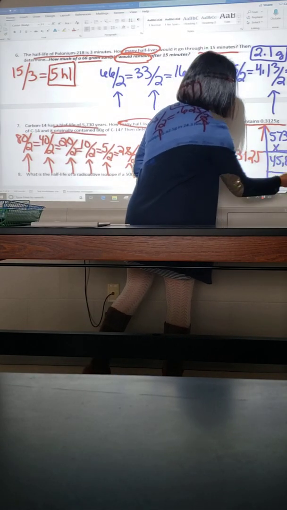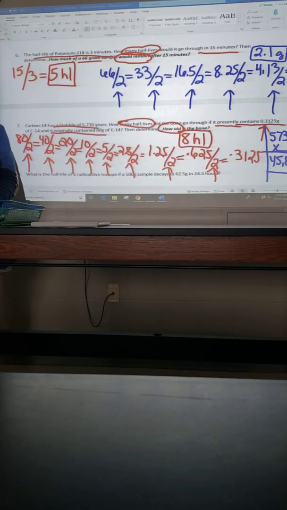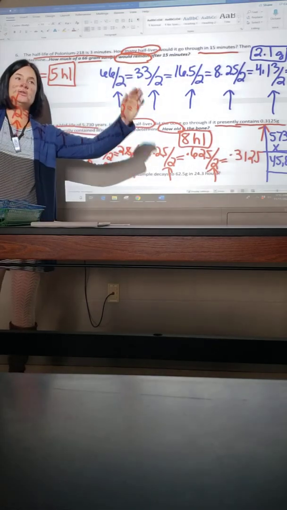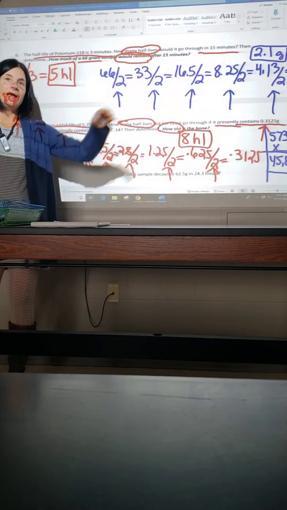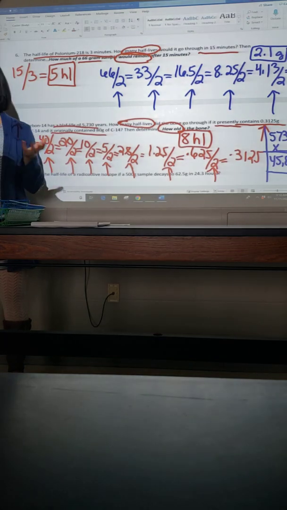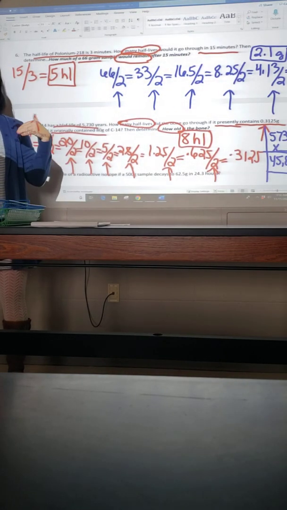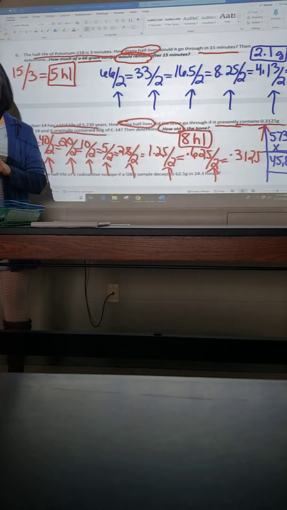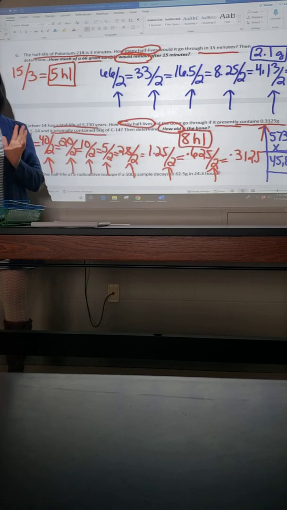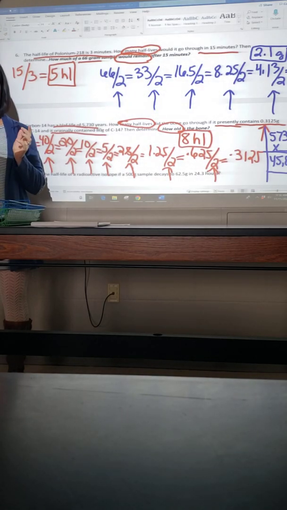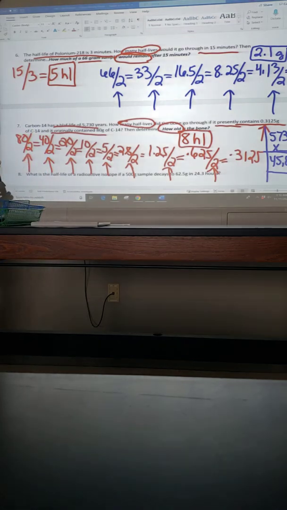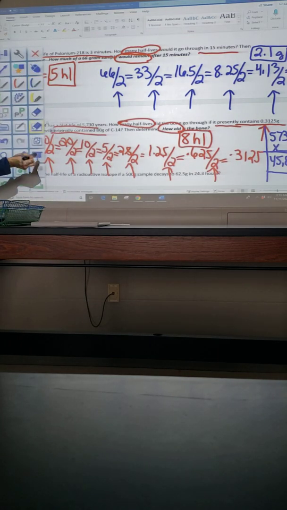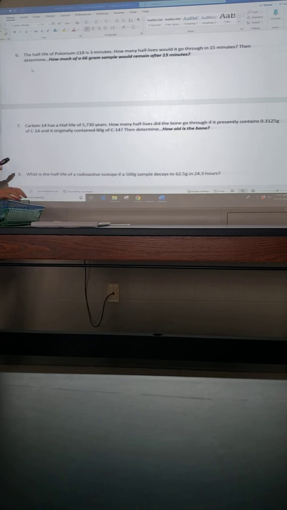And I'm kind of out of room. So you go from your original, divide by 2, by 2, by 2, by 2, until you get to your final amount. And then you count those divisions up, and that tells you how many half-lives. And then from there, you can multiply it by what the half-life actually is, so you know how much time has gone by. Yes? No? Good? Okay. Let's take a look at number 8.